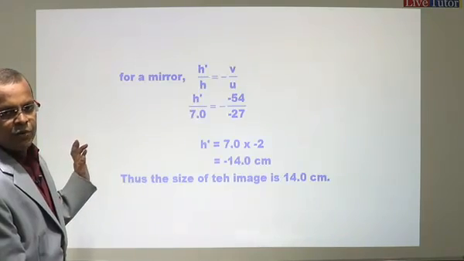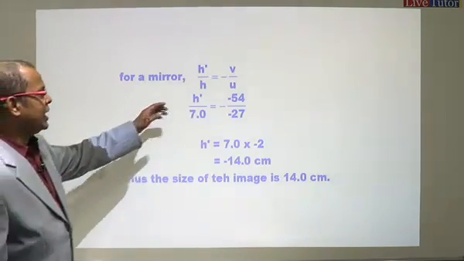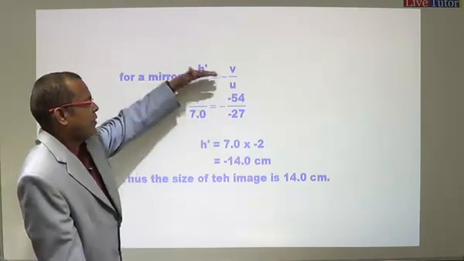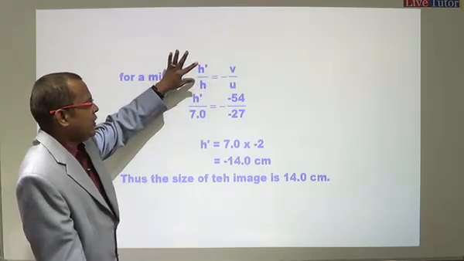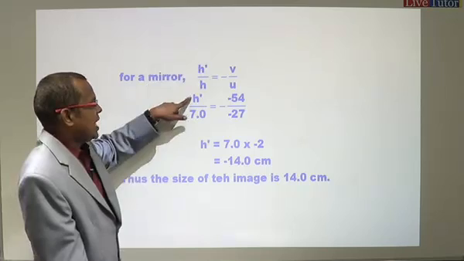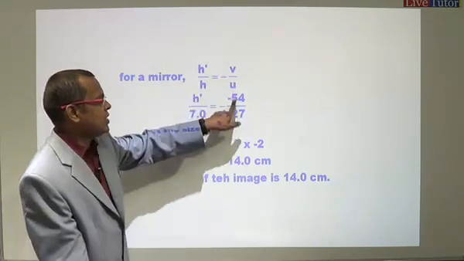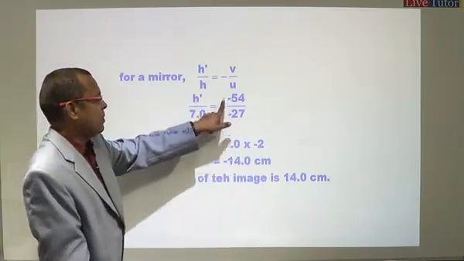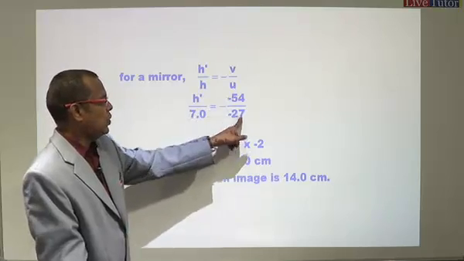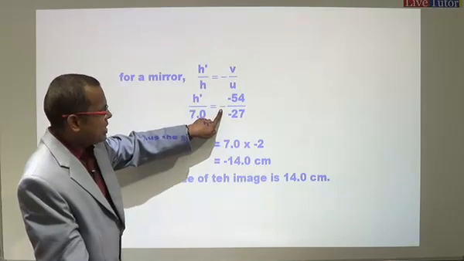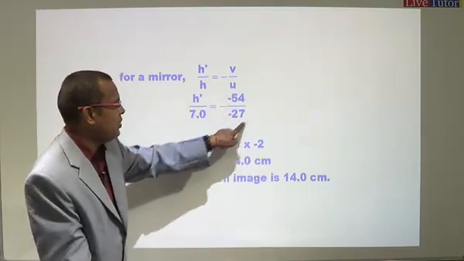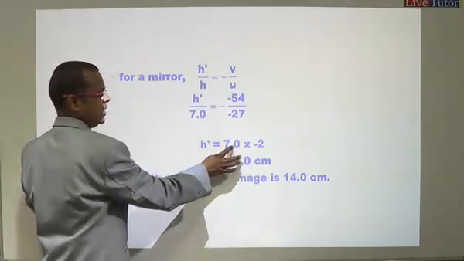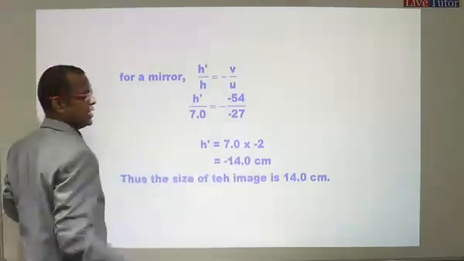Now the next one is we have to find out the height of the image. For that, h dash by h is equal to minus v by u. That magnification formula, we are using that only. Here we are not asked to find out m, so straight away we are taking h dash. So h dash by h, h is given 7, and v just now we have found out 54. Object distance is given minus 27. By simply substituting this, minus 54 by minus 27 is 2. Already this minus is there, so it is minus 2. This whole value will become minus 2, and this 7 will be cross multiplied. So h dash is equal to 7 into minus 2, which is minus 14 centimeter.